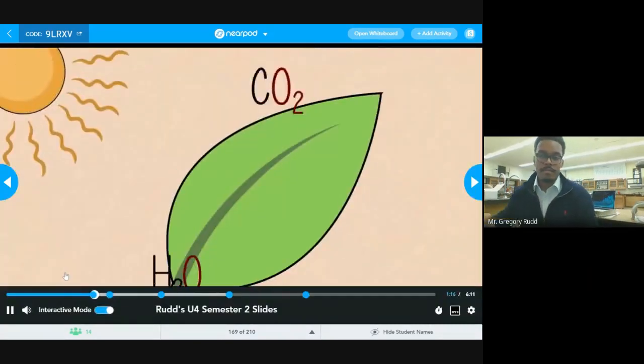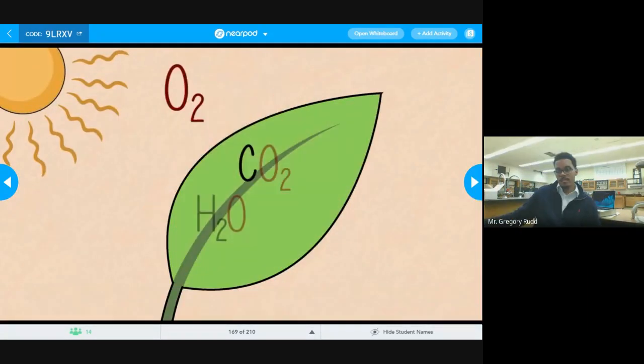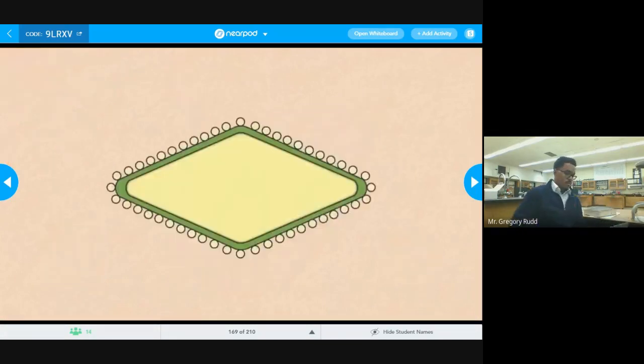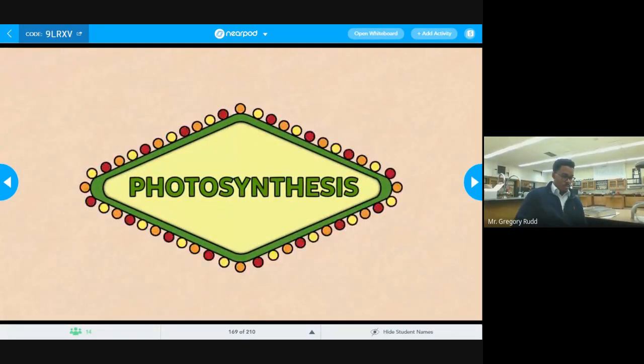What is the name of this reaction? Perhaps the most important chemical reaction on the planet. Pause the video whilst you think of your answer. It is photosynthesis. Well done if you got it right.